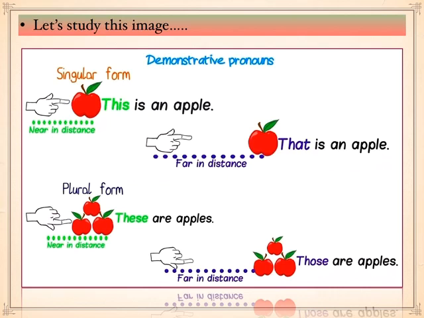The third pointer says these are apples. So here the demonstrative pronoun these is used for plural objects which are near. So in this picture there are more apples but they are near the pointer. And the last pointer says those are apples. So here the demonstrative pronoun those is used for the far off objects which are plural in number. So in this image you can see that we have more apples but they are far away from the pointer.